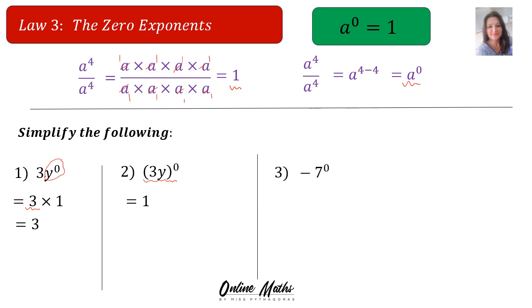On this example, there is a minus in front, and then you find a 7 to the 0. So it's only the 7 to the 0 that's equal to 1, and the minus writes with. And then on example 4, now you find minus 7, the whole thing inside a bracket raised to the power of 0, and the answer there is 1.